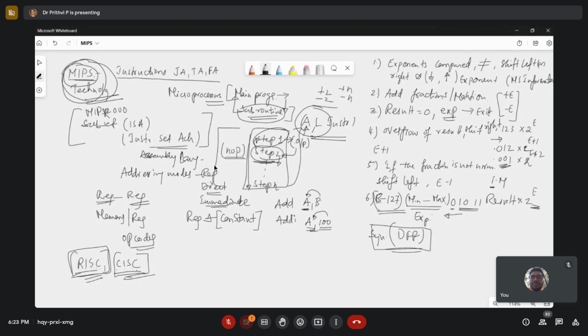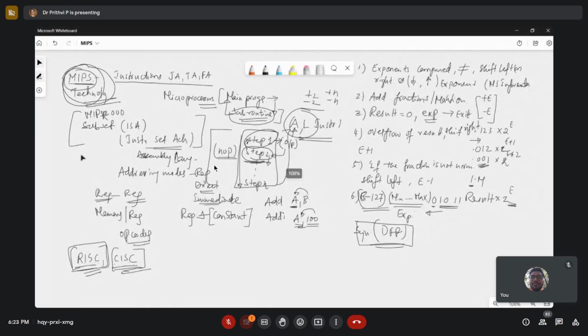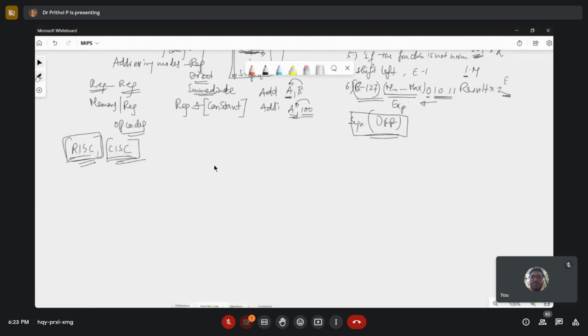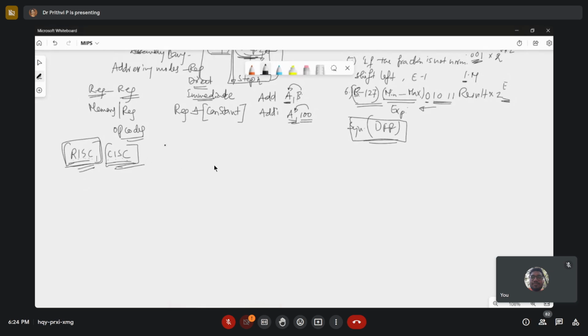Okay, so what are the characteristics of the MIPS processor? See here. The first feature of MIPS is that it is having uniform instruction length. What is the meaning of that? Every instruction, any instruction of arithmetic or logic you take, it will have 32 bits.